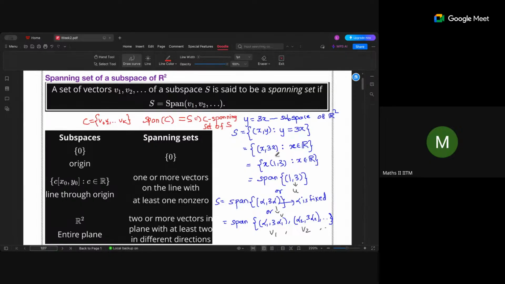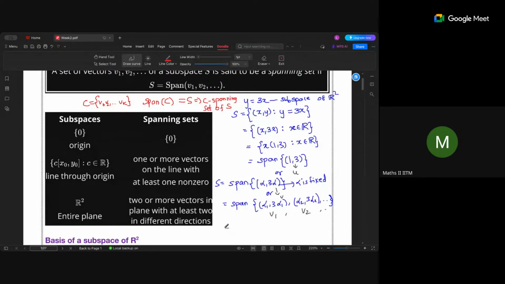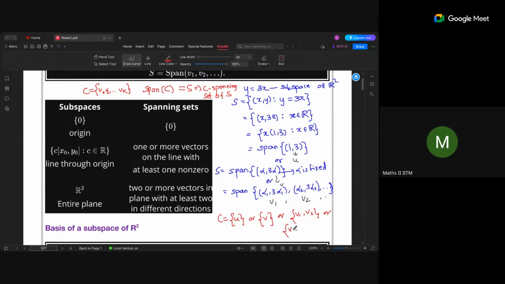S. So here I can take C to be just U or just V or V1, V2, or I can add V1, V2 up to Vk, where the Vk's are simply alpha k, 3 alpha k. Any Vi is given by this. So does it mean that the span of V1, V2, V3, either of them is going to be S? Yes, the span of this set or this set or this, everything is same, which is S.